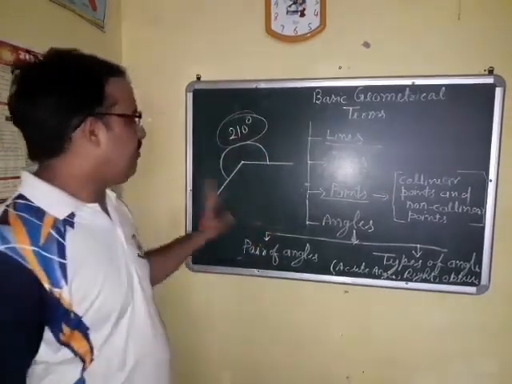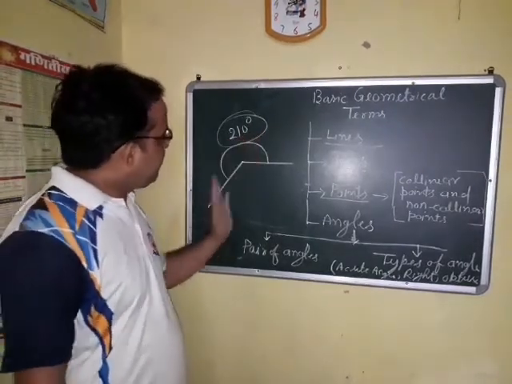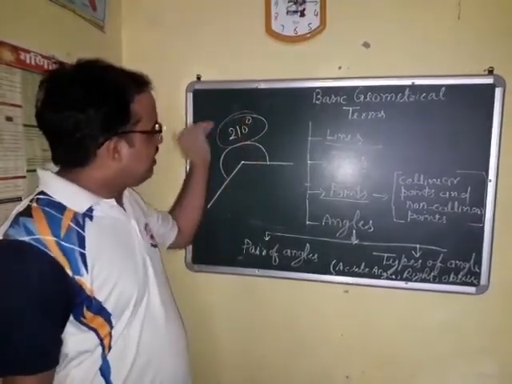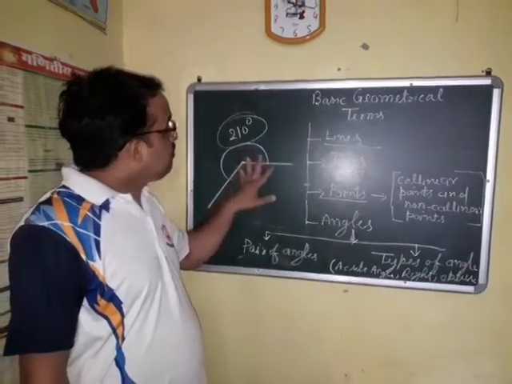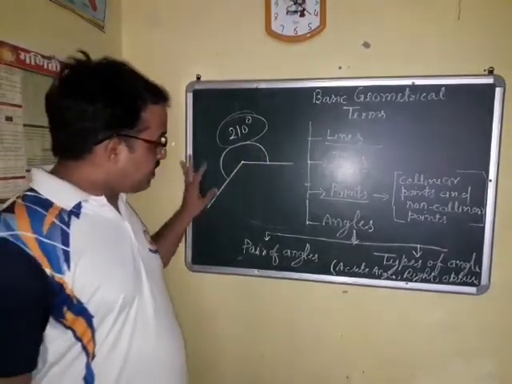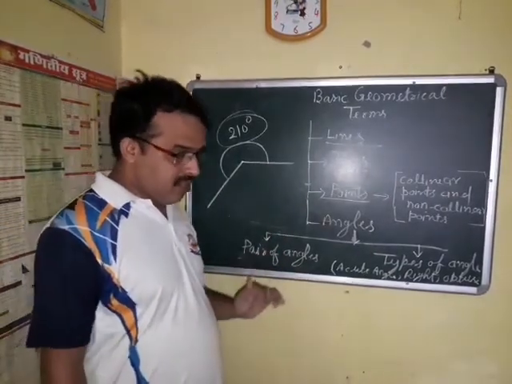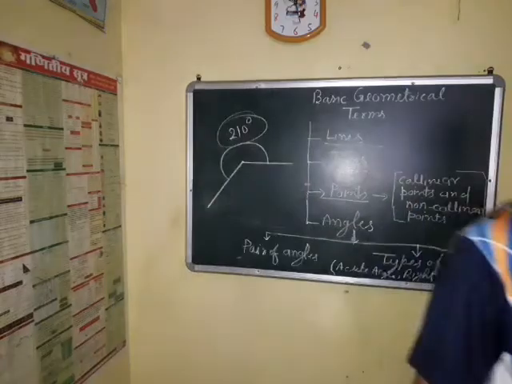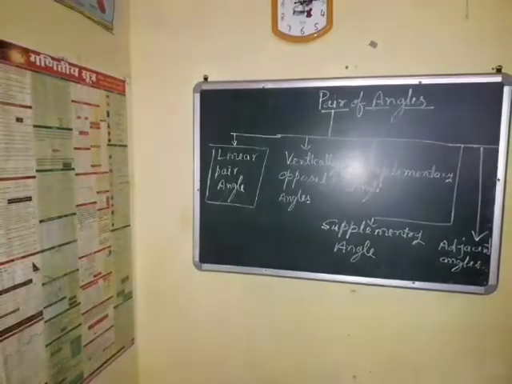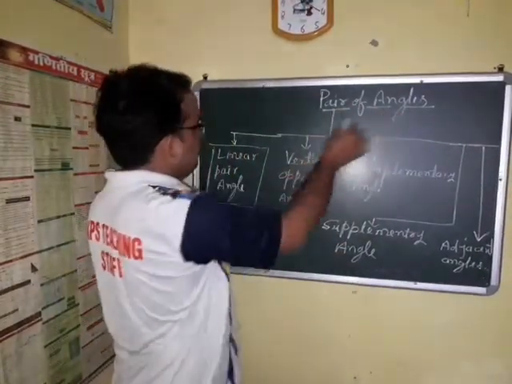210 degrees is a reflex angle. An angle greater than 180 and less than 360 is called a reflex angle. Clear? Now we discuss here the pair of angles. Second point is the pair of angles. Clear? Now pair of angles, we discuss here.